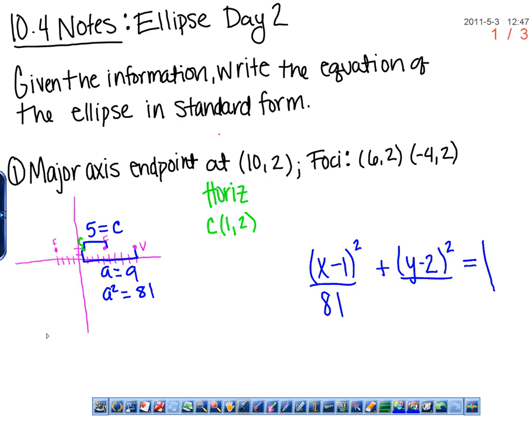So we know C and we know A. And what was the equation we could use? C squared equals A squared minus B squared. So 25 equals 81 minus B squared. So what must B squared be? 56. Do I care what the square root of that is? No, because what do I need to plug into the equation? B squared. So I can go ahead and put that in my equation.